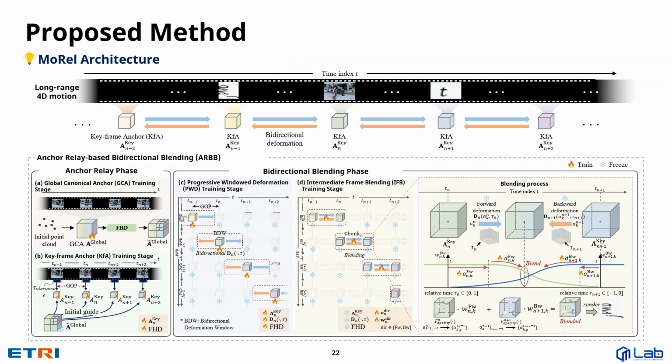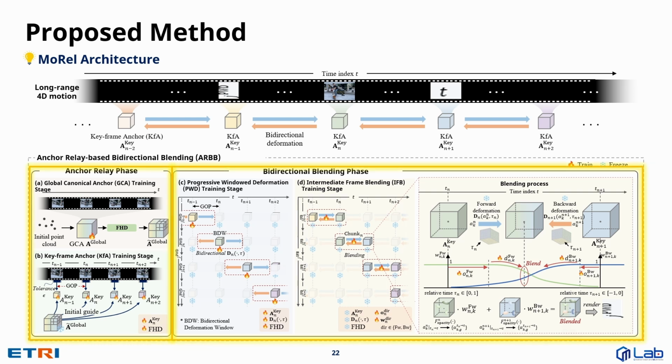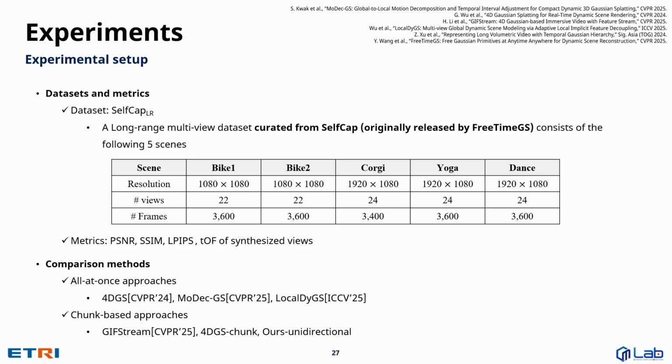Based on these key ideas, this slide summarizes the overall architecture of MoRel. MoRel consists of two phases: anchor relay and bidirectional blending. The anchor relay phase builds temporally distributed keyframe anchors, while the bidirectional blending phase connects them smoothly over time. We evaluate MoRel on SelfCap-LR, our long-range multi-view benchmark curated from SelfCap. For evaluation, we use PSNR, SSIM, LPIPS, and TOF, and compare our method with both all-at-once and chunk-based baselines.